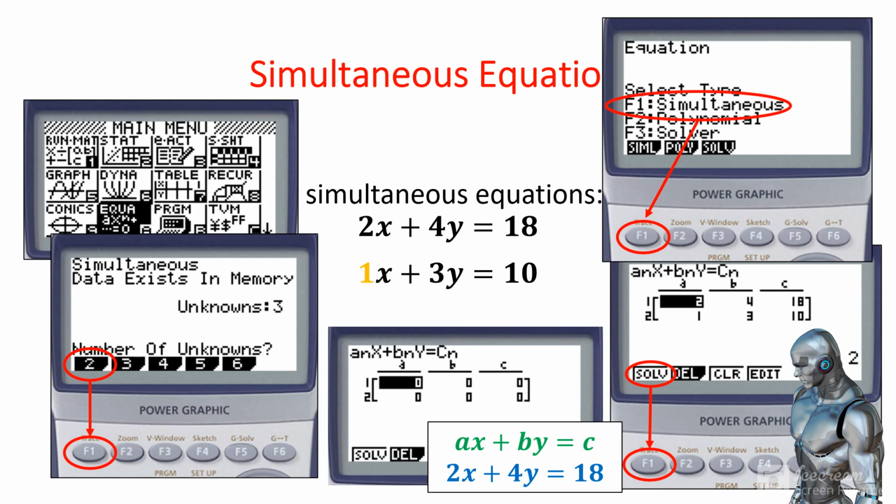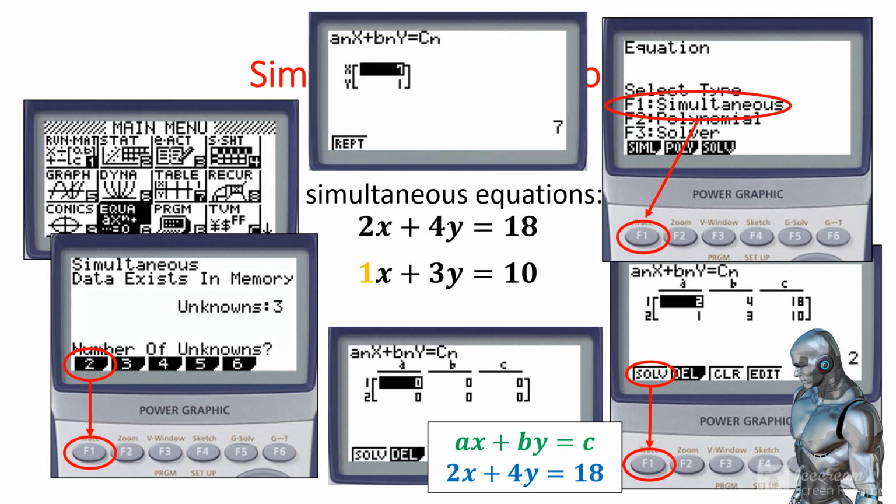Now we need to solve these equations, so we're going to push F1 once more to solve these equations, and you're going to get our solution, which is x is 7 and y is 1. So we know that these two equations intersect at the point (7, 1).